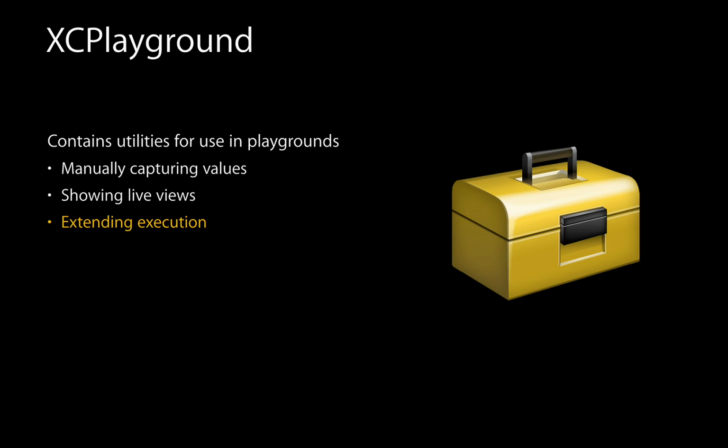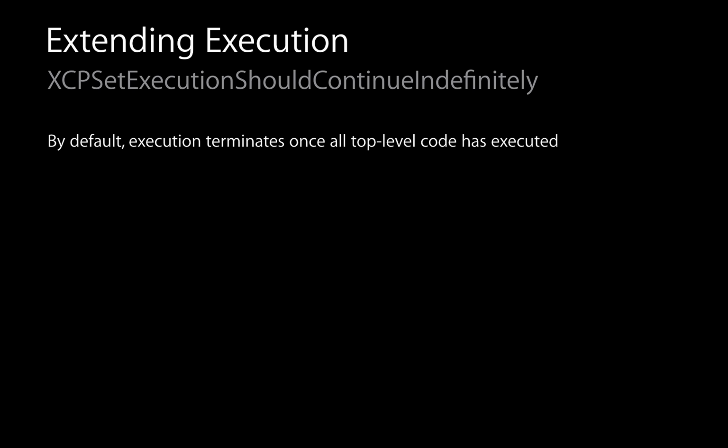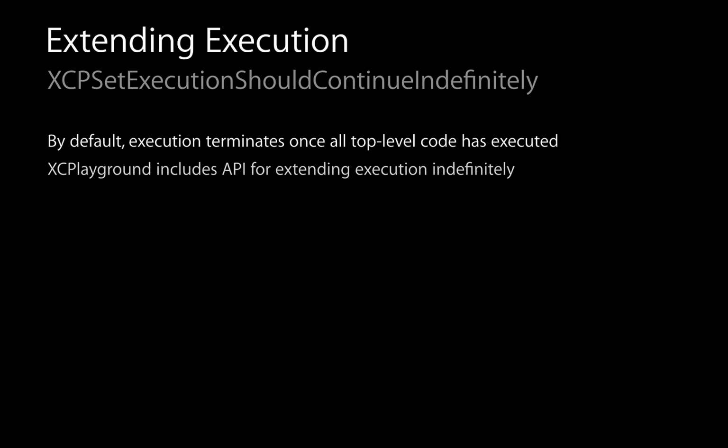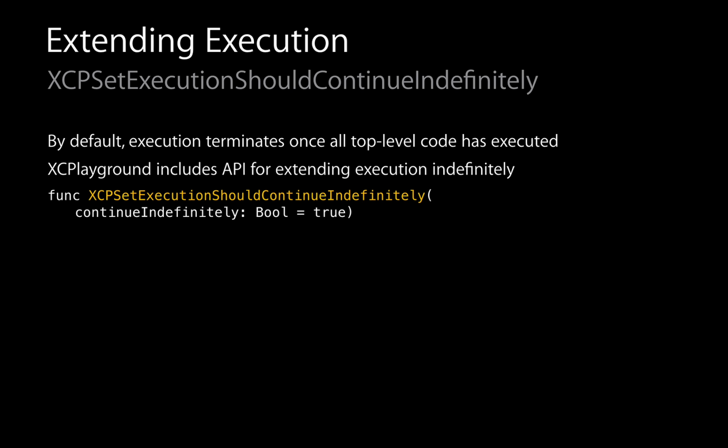Now I'd like to talk to you about how you can use asynchronous code in your playgrounds. You got a little taste of this in the demo before, but I'd like to go into a little bit more detail now. The third piece of functionality which the XCPlayground framework provides is the ability to extend execution. By default, execution terminates once all top-level code has executed. XCPlayground, though, provides an API for extending execution indefinitely. That's this XCPSetExecutionShouldContinueIndefinitely function.